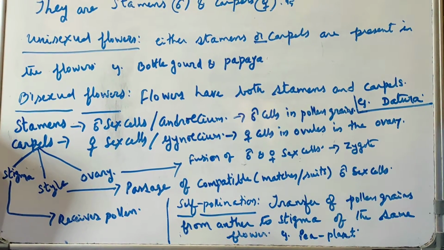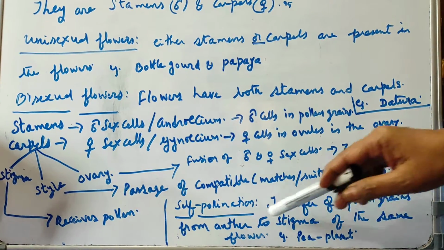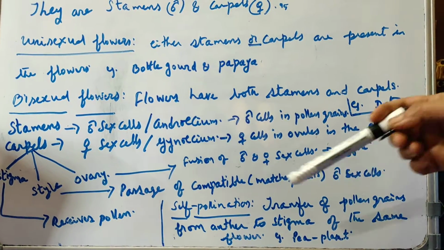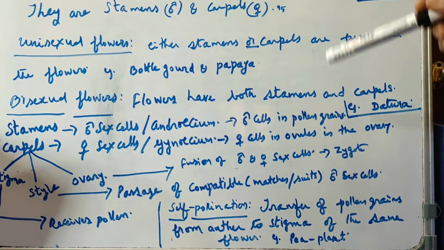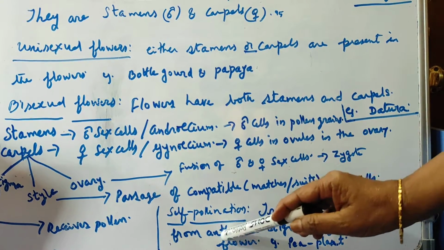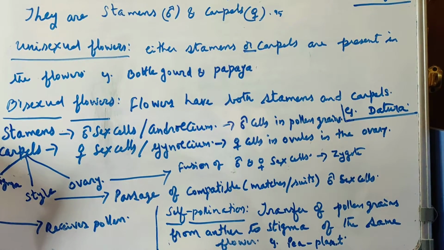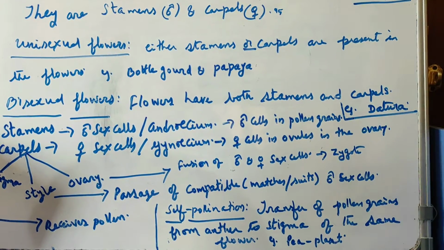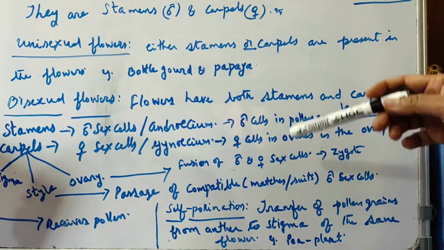Then self-pollination. See what is self-pollination? Transfer of pollen grains from anther to the stigma of the same flower. Anther is the male sex organ, and stigma is the female sex organ. Okay, so from this anther, pollen will be transferred to the stigma of the same flower sometimes, or of the same species, for a different plant.